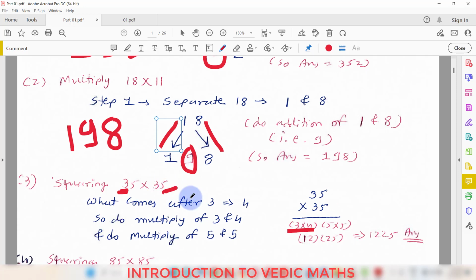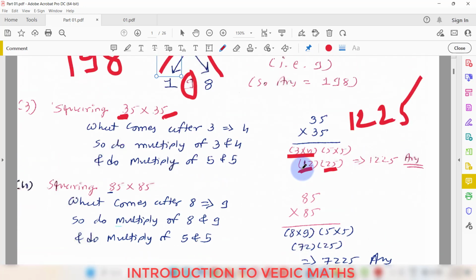Let me do the square of 5: 5 multiplied by 5. So 3 times 4 is 12 and 5 times 5 is 25. So my answer will be 1225. Okay, let's have some more examples.